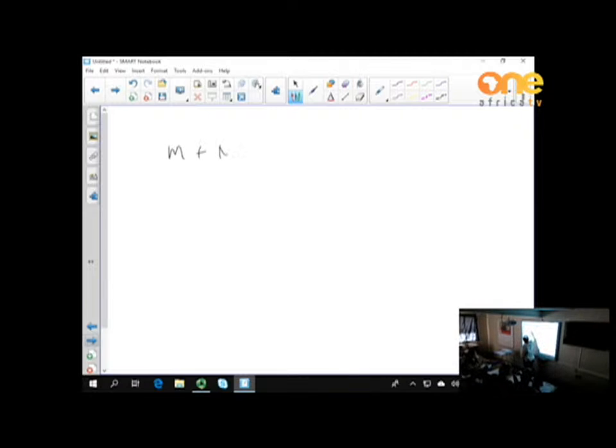A metal bonded onto a non-metal. What is the product called? A salt. Okay? But how do we get the metal and the non-metal to stick onto each other? The metal loses electrons. The non-metal gains the electrons. If an atom loses electrons, it becomes positive. If an atom gains electrons, it becomes negative.